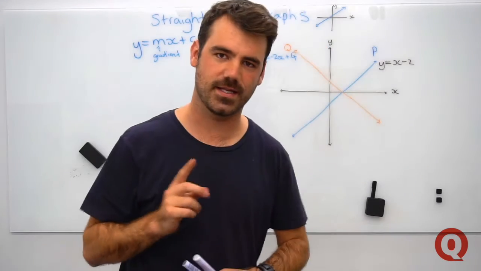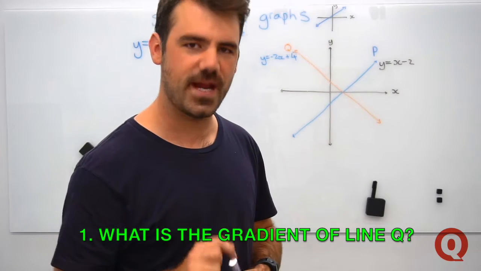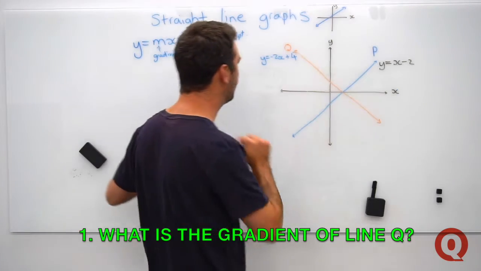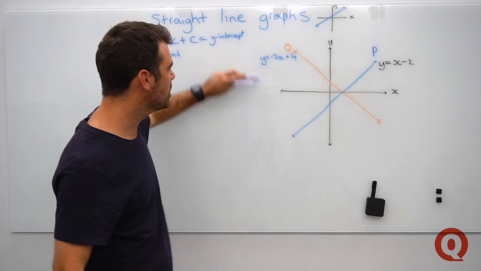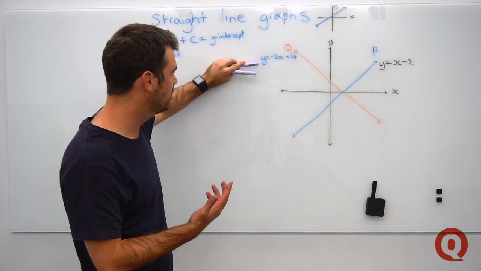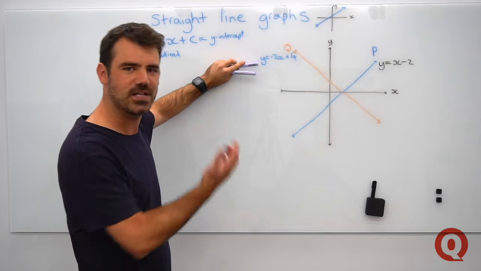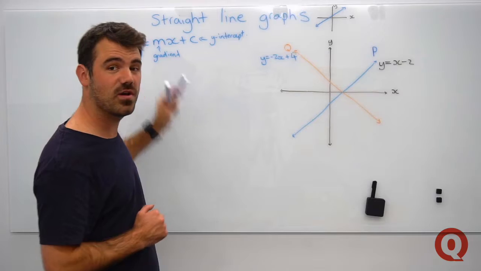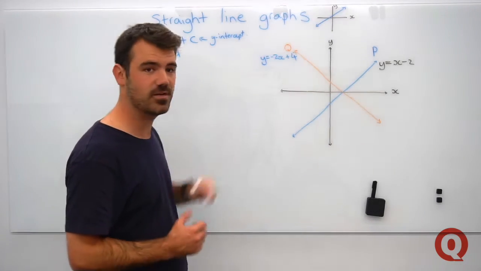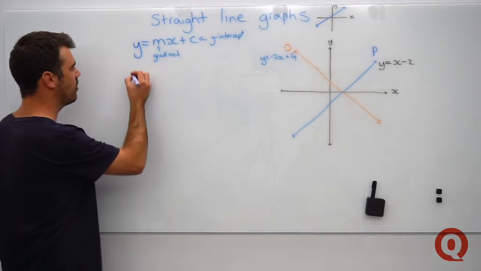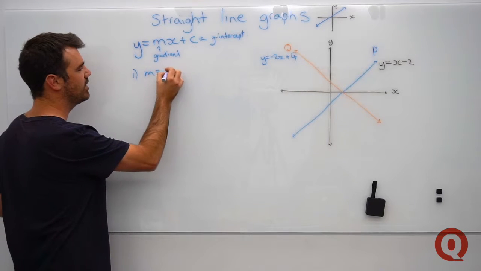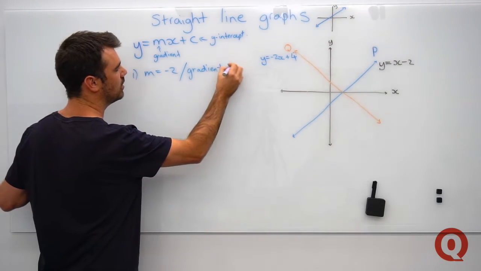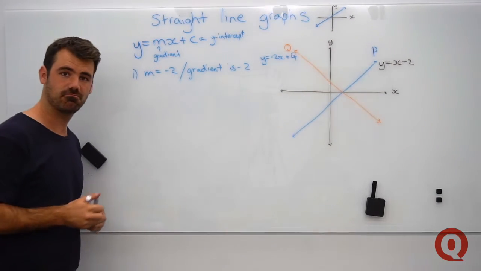Question number 1 is this: what is the gradient of line Q? Now, because we have the equation in its pure form, I can just identify the gradient as being the coefficient of the x term. What's the coefficient of the x term? Negative 2. So for question number 1, I can say m is equal to negative 2, or the gradient is negative 2. That's my answer.